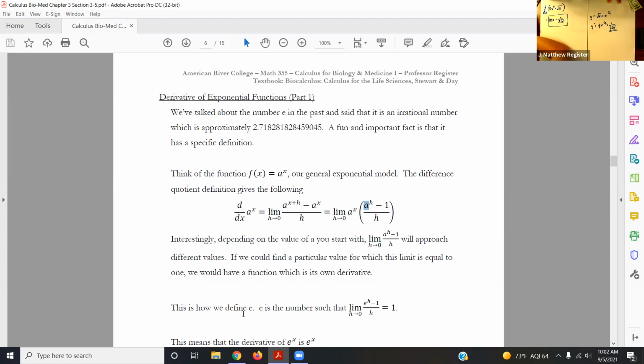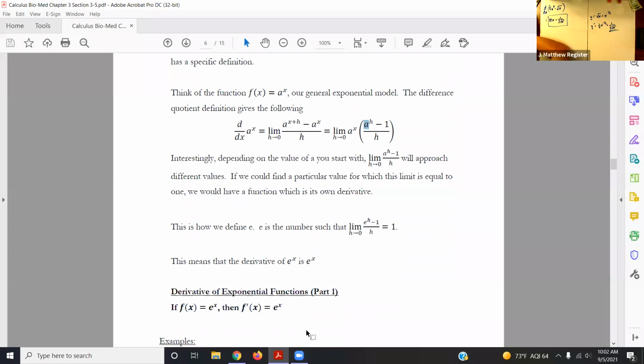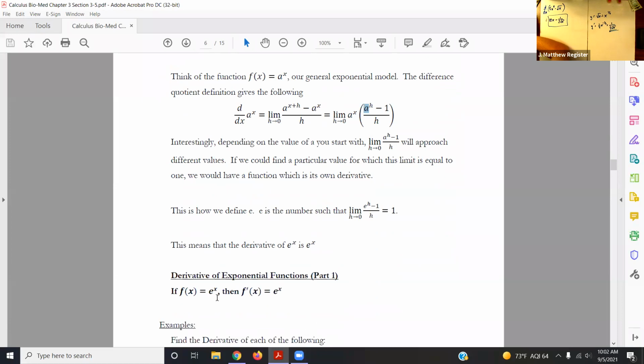And that's how we define e. E is the number such that this limit is equal to 1. And that makes it so that the derivative of e to the x is e to the x times 1, which is just e to the x. E to the x is a function which is its own derivative. And that's why e to the x is so special.